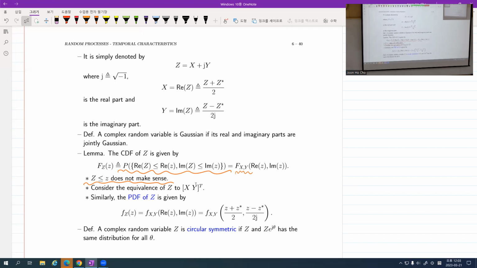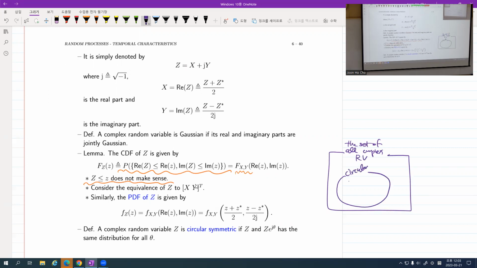And there are many interesting complex random variables. Here is the set of all complex random variables, and here is a very small subset. Let me exaggerate again. They are called circular complex random variables. And unfortunately, people do not agree on a single definition. Some people love this one. A complex random variable Z is circular, or circularly symmetric, if Z and its rotated version, e to the j theta, which means you rotate Z by theta radians, have the same distribution.